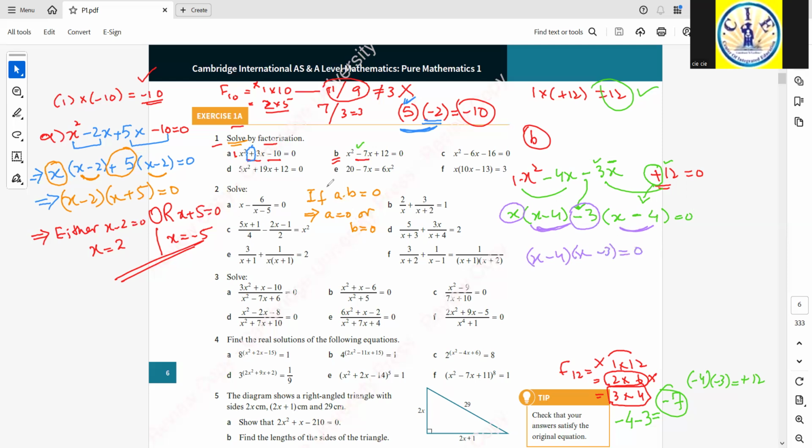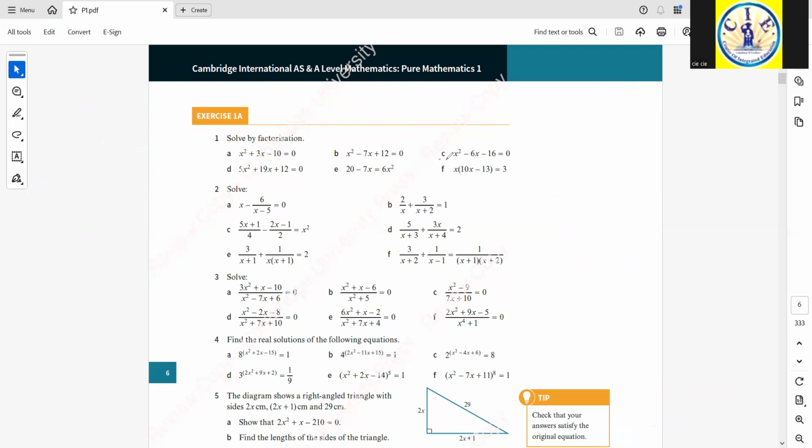So again, using this rule, either x minus 4 equals 0 or x minus 3 equals 0. The value of x is 4 in this case, and the value of x in this case is 3. So that completes the solution to part B as well. Now it's part C.